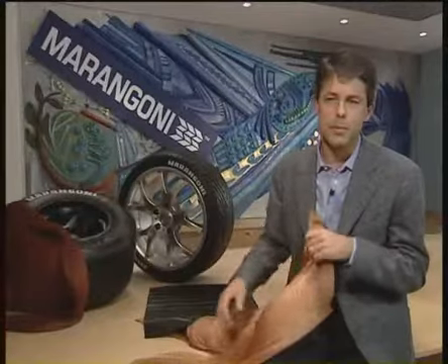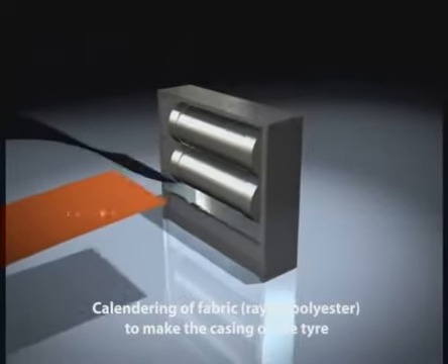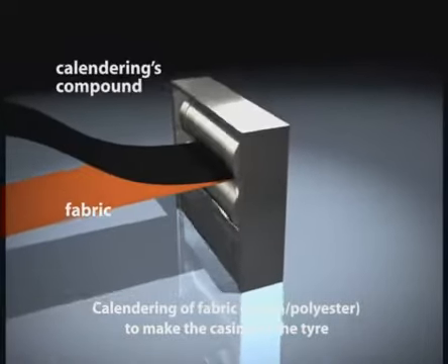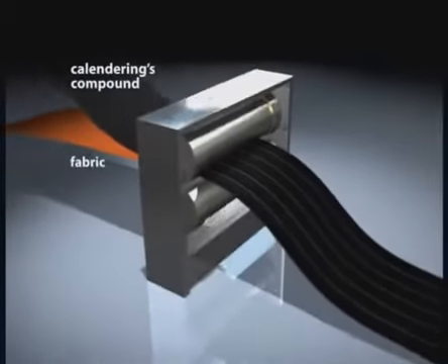The design of the calenders, despite its size, is conceptually very simple. The fibers and the rubber are passed through 4 large steel rollers. The pressure applied by the rollers impregnates the fibers with rubber. Let's see how the process works.